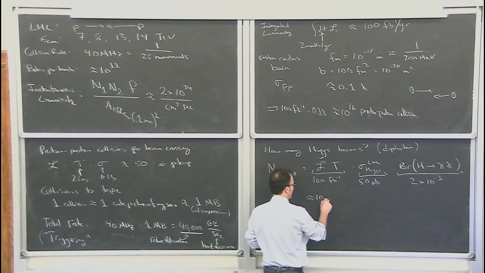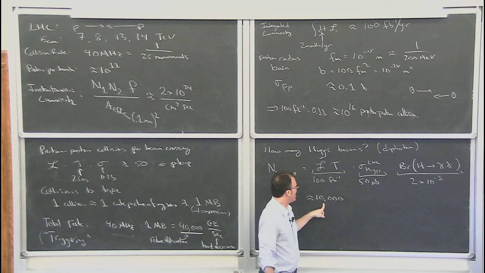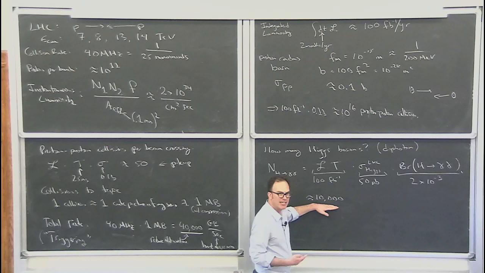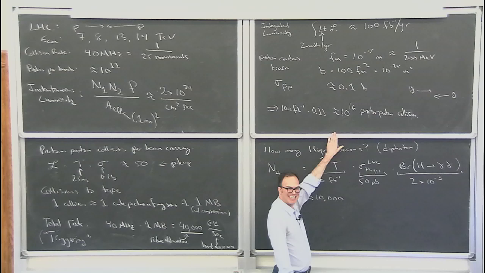And is that a big number or is that a small number? Small? Because you're looking at this 10 to the 16. But if someone told you, I'm going to give you 10,000 examples of something to study, you could do a lot of interesting analysis with 10,000 examples of something. So if you can pick out this needle from that haystack, then we have tons of information to do things like precision Higgs studies. It's just that it's buried in this overall collision rate.